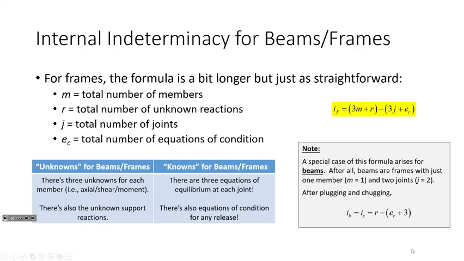So what happens is this. Watch what happens when we plug this in right here. So we have, let's do some algebra. Watch this. IF equals R plus 3M minus 3J plus EC. Let's just use the simple case because I'm kind of lazy. M equals 1, J equals 2. Okay. Watch what happens.